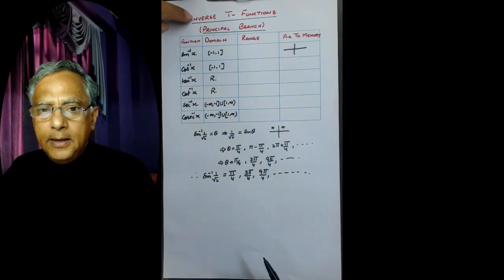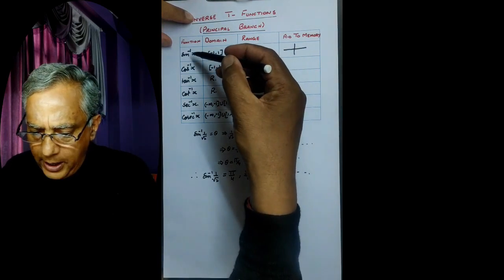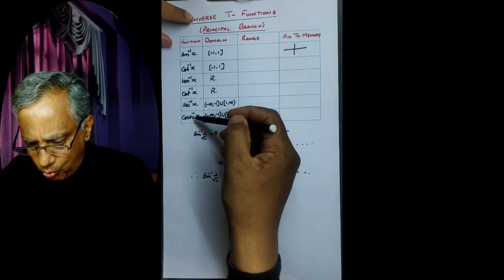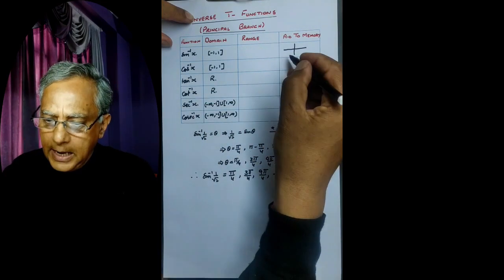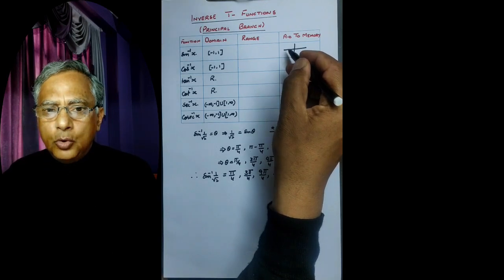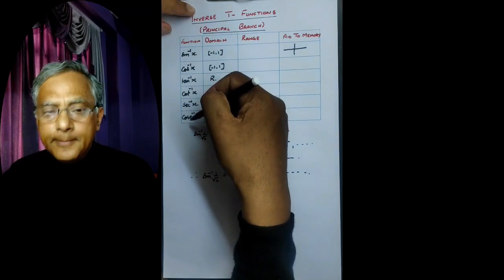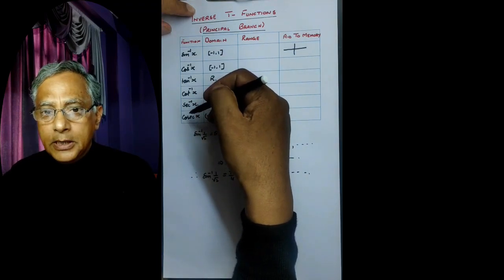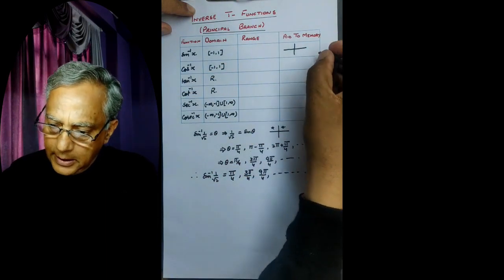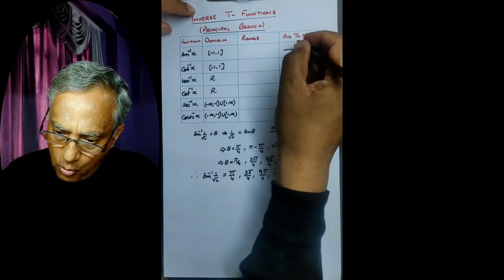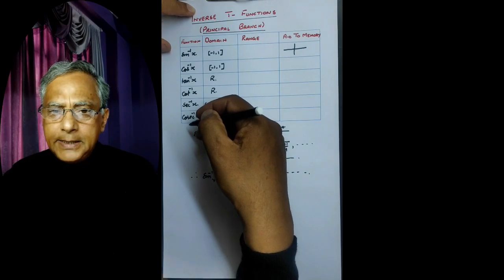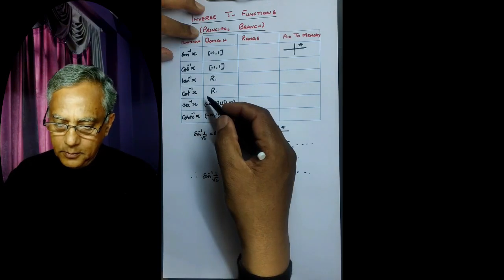Now we come to the range. Now the range of any of these inverse trigonometrical functions does not lie in the third quadrant. The third quadrant does not belong to the range of any of these inverse trigonometrical functions. You can remember this as a golden rule.